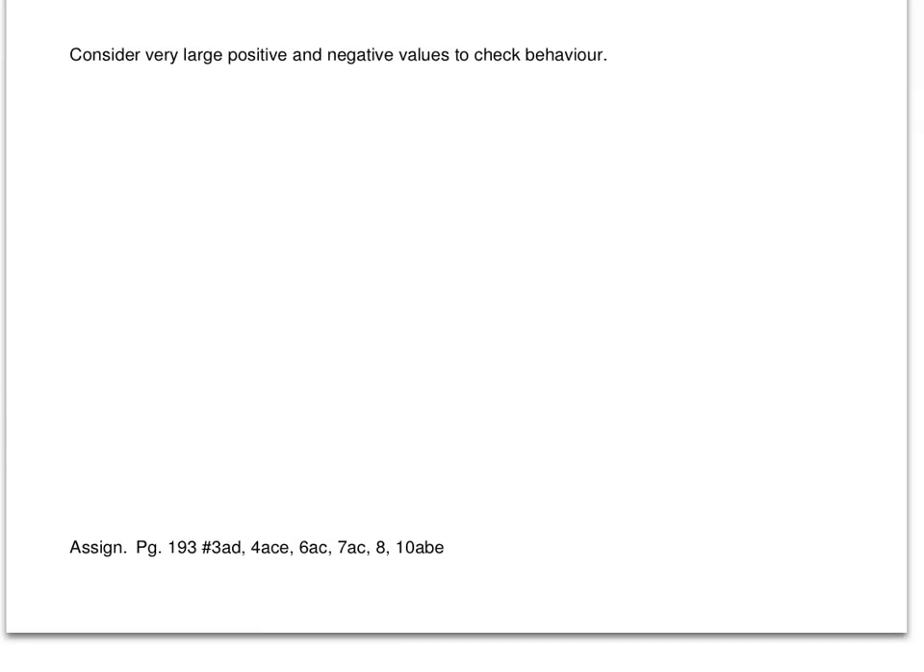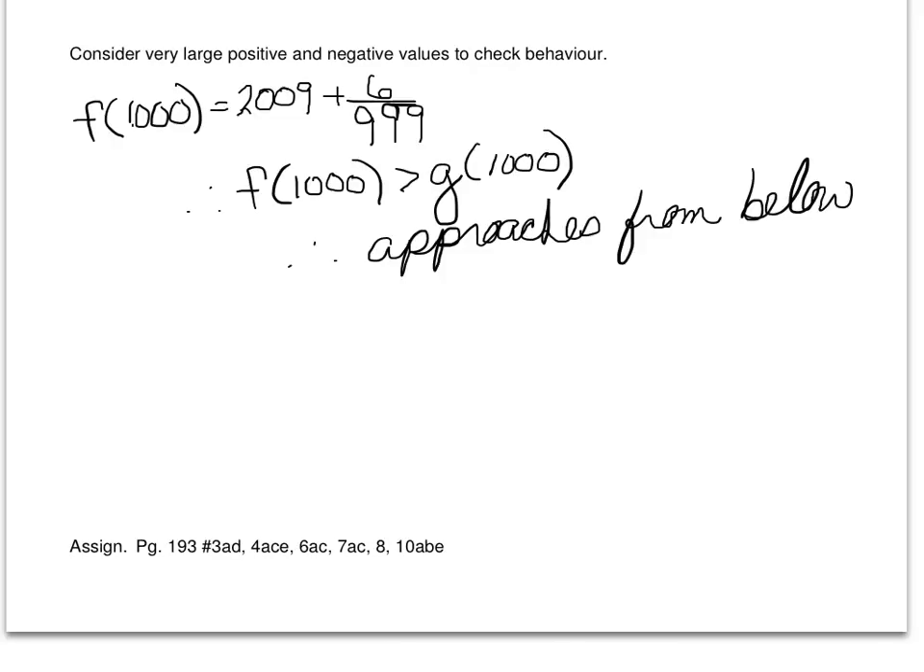Now it says consider very large positive and negative values to check behavior. So I'm going to write some stuff down, and then you're going to pause it, write it down, and then we'll continue. Once I explain it, you might choose to write it down then instead of doing that first.